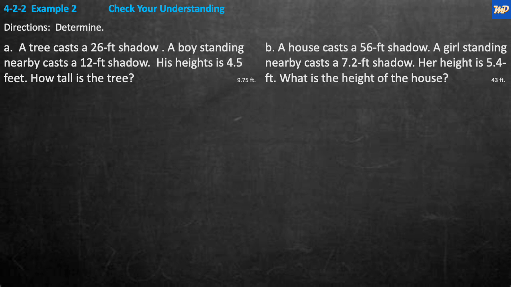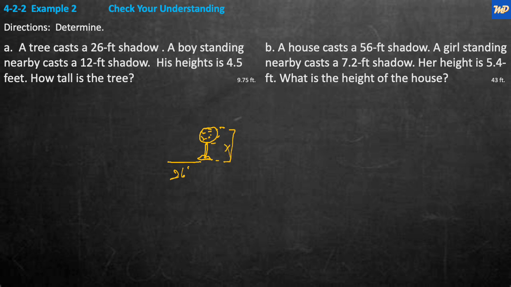Okay, now that you're back, let's go ahead and give it a whirl. So we're going to look at first problem A, and we're going to have a tree casting a shadow. So I'm going to draw a tree, a little tree. That's the top of the tree, okay? Here's the bottom of the tree, right? Some leaves all over the tree, all around. So the tree is casting a shadow that is 26 feet. 26 feet. Okay? And we don't know how tall the tree is. That's what we're looking for: how tall is the tree? That's X. We're going to let the height of the tree be X.